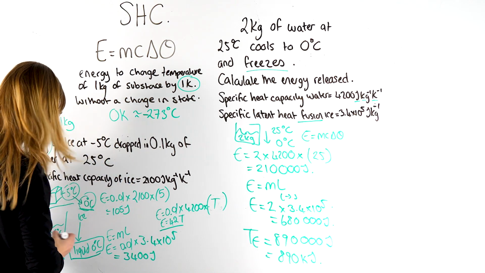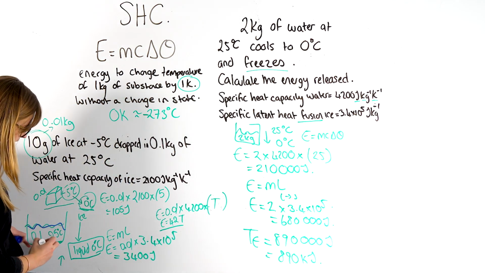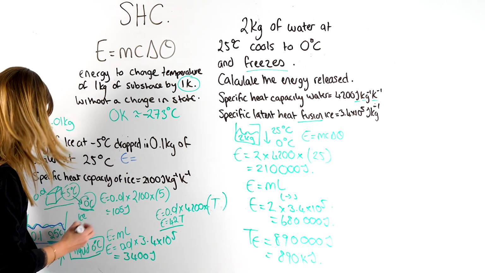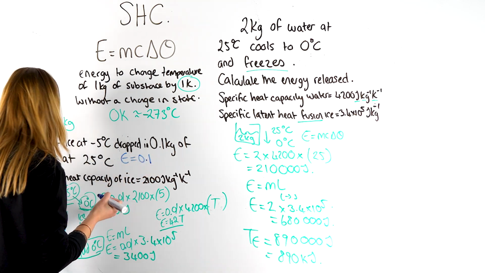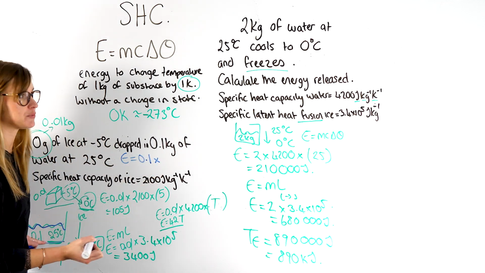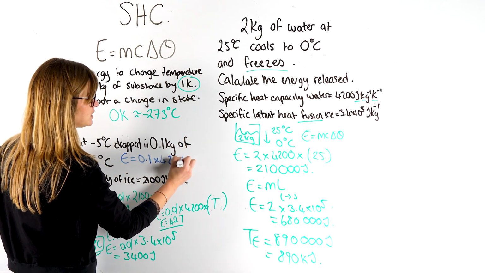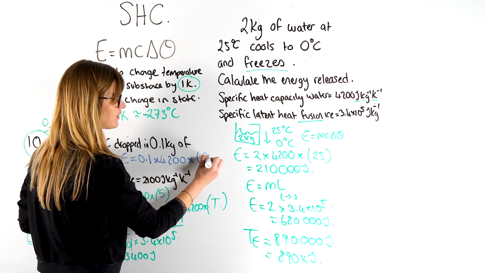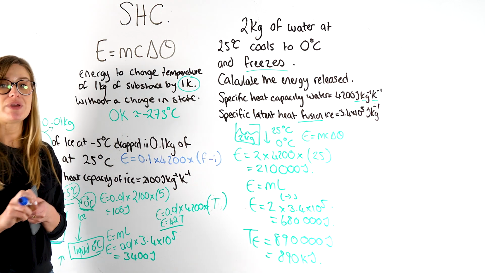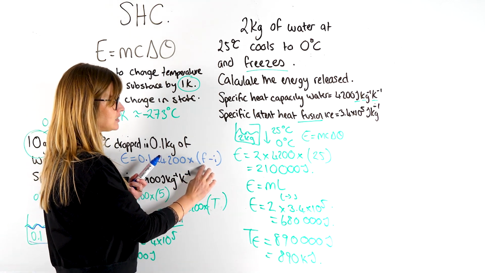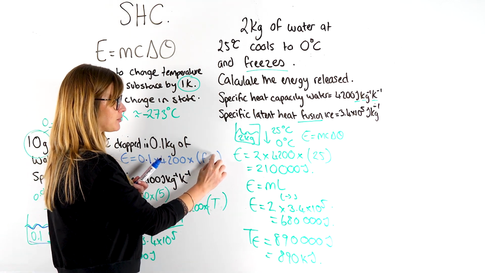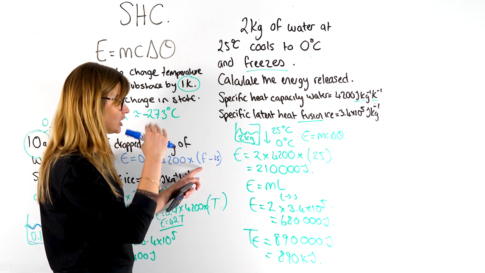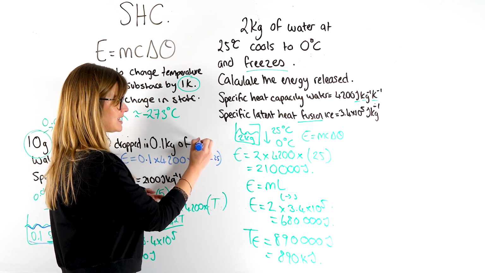So I'm doing blue now for my water. The energy is going to be the mass of our liquid, which was 0.1, times the specific heat capacity of our liquid water, which again is 4,200, times the change in temperature of our liquid water. We normally do final minus initial, but we know it's going to drop in temperature, so the final number is going to be much smaller than our initial number. The initial number is 25, and the final temperature is going to be lower than 25, so that's going to end up giving us a negative number.